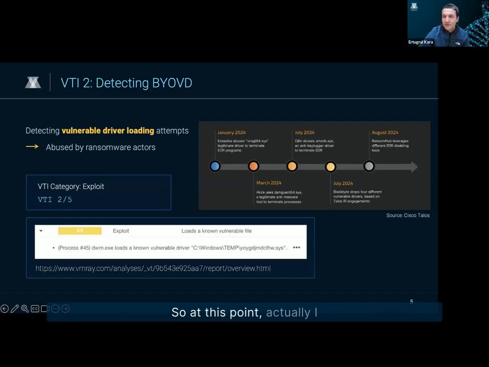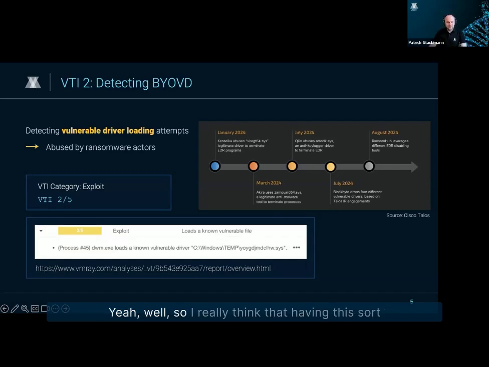So at this point, I would like to turn to Patrick. I'm curious to hear your thoughts on possible improvement with these block lists. And yeah, Patrick, what are your thoughts on this?